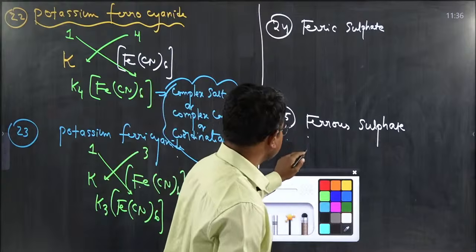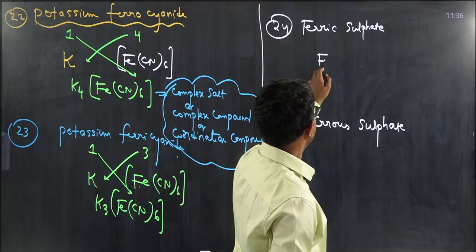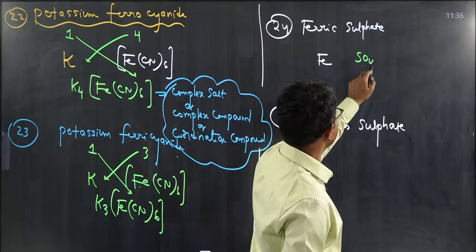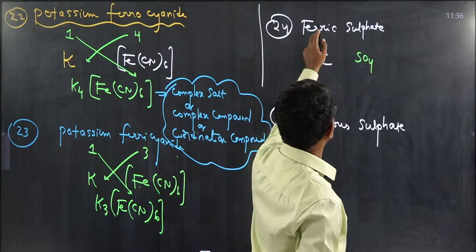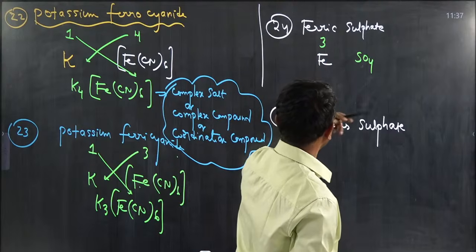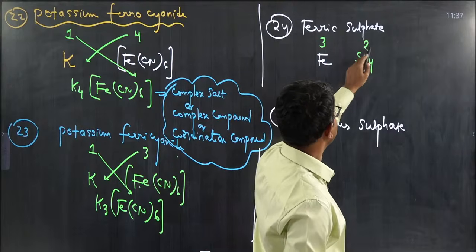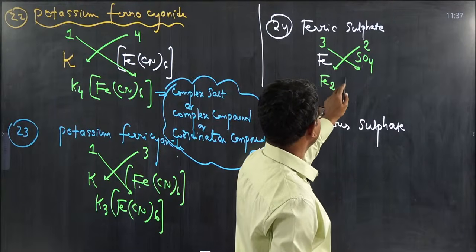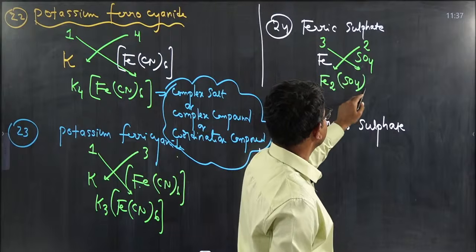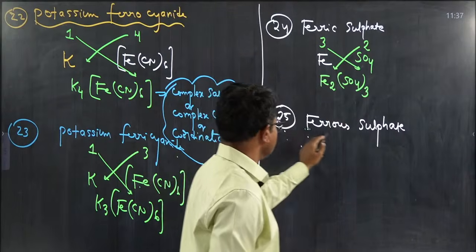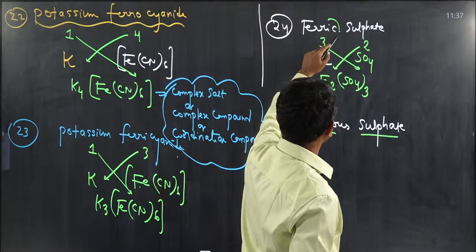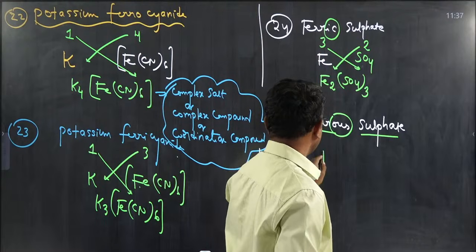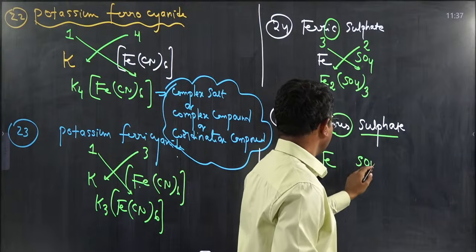Right. Now, what is the formula for ferric sulfate? Symbol of iron is Fe and sulfate symbol is SO4. As I mentioned, ferric means valence is 3 and sulfate valence is 2. Therefore, the formula is Fe2(SO4) taken 3 times. Ferrous, as I have mentioned already, the higher oxidation state one is ferric and the lower oxidation state one is ferrous, Fe and SO4.